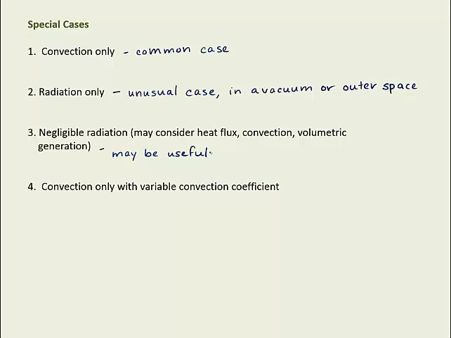And then the last one, convection only with variable convection coefficient. So in our case 1 up here, we have convection, but it's going to be a constant value of convection. But when you have free convection, convection that is driven by a temperature difference, this is the case that may be useful, is this convection case, but it has variable convection coefficient.